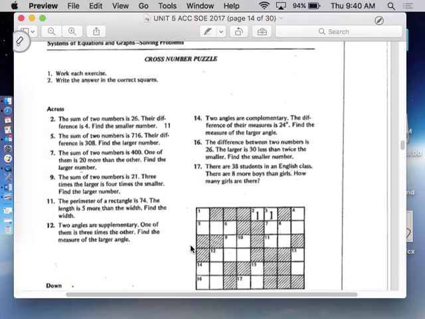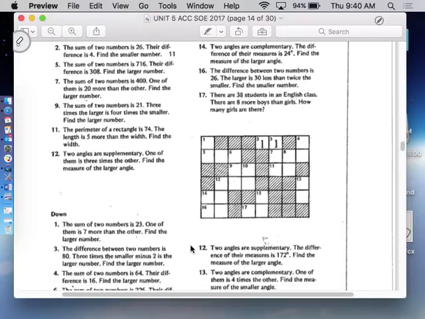I'm going to move to the cross number puzzle, and I would like to show you how to work through and think about this. Let's just look at number 2. The sum of two numbers is 26. Their difference is 4. Find the smaller number. I would like for you to use systems of equations for this.